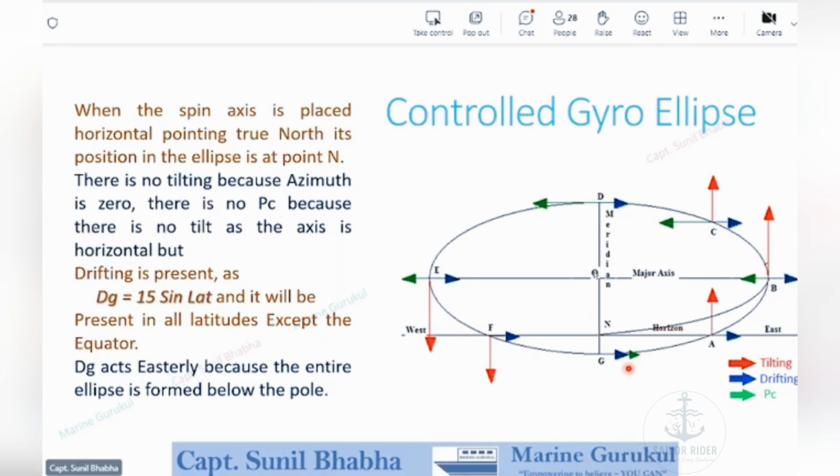Now we will try to combine all this information and understand why the spin axis moves on an elliptical path. Till now we have seen all the forces individually: tilting, drifting and control precession, and we have checked the accuracy of these vectors. Now we will try to understand their combined effect and how that effect results in the elliptical motion which we are seeing on the screen right now. So let's start off.